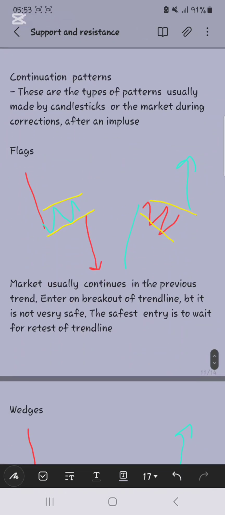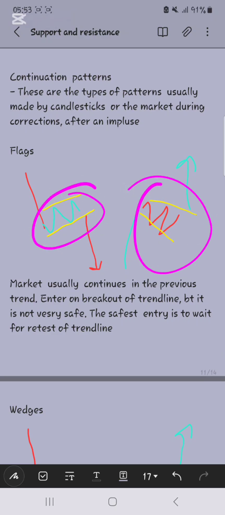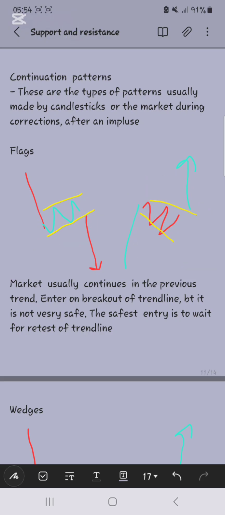So what do you have to look for in your continuation patterns? First of all, they are what we call flags. This is a flag, and this is another type of flag. The flag can be equidistant, like a nice flag, or it can go a little bit expanding, a little bit wider as it goes. But it's just the same concept.